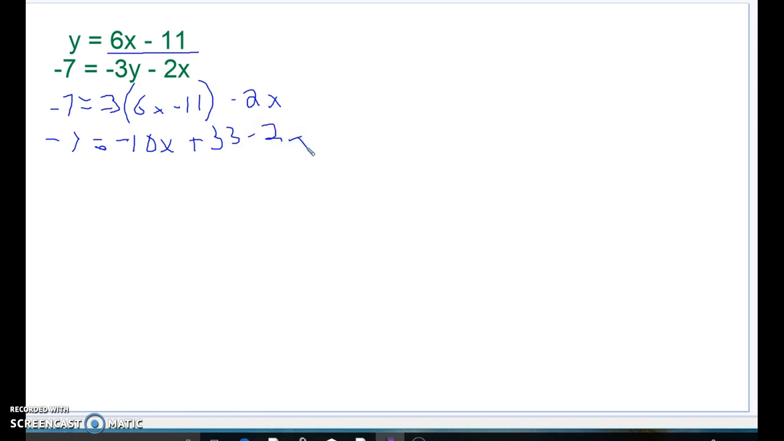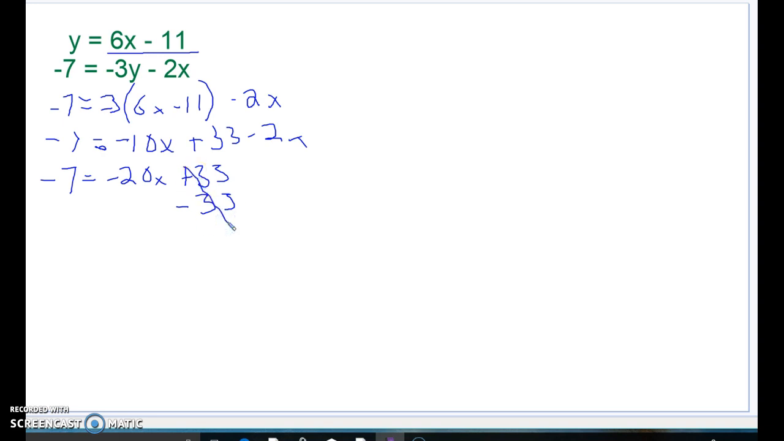And we are going to combine like terms. We have a negative 18x and a negative 2x, and that's going to give us negative 20x. So we now have negative 7 is equal to negative 20x plus 33. We want to solve for the variable x. We see that a 33 has been added, so we need to subtract that 33. 33 minus 33 is 0, and by additive identity, anything plus 0 is itself.